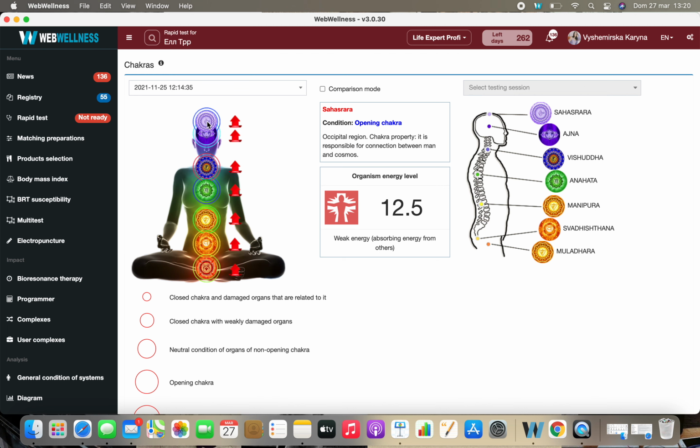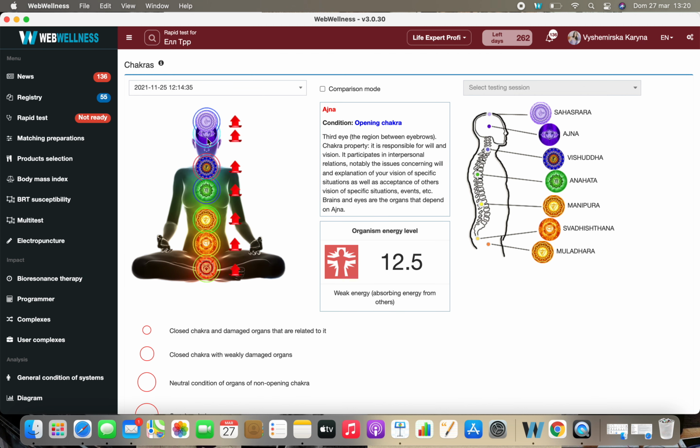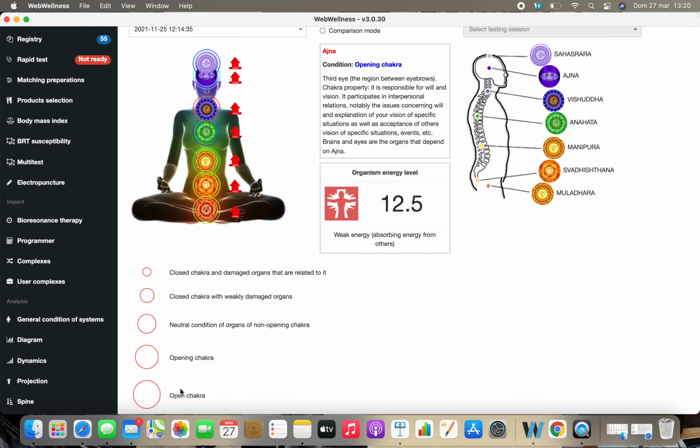By clicking on each chakra, you are able to read an explanation about it and see if it is opening, open, neutral, or closed. Basically, people ask what is the best. From neutral to open, like neutral, opening and open are good conditions. If it is closed, it is bad. So just make sure it is from neutral to opened.